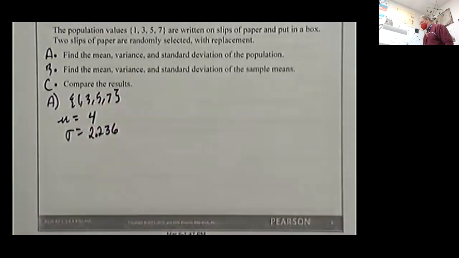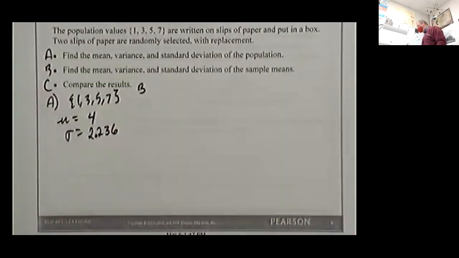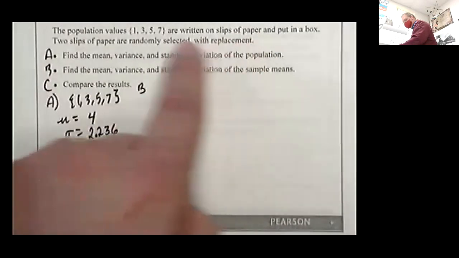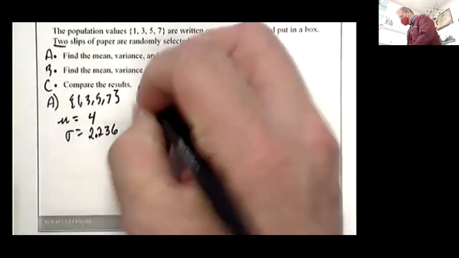That's our population. Now, B, we want to look at the mean, variance, and standard deviation of the sample means. All right, how are we going to do that? Well, we are picking two slips of paper out of the box. So we're going to look at all of the possible combinations.